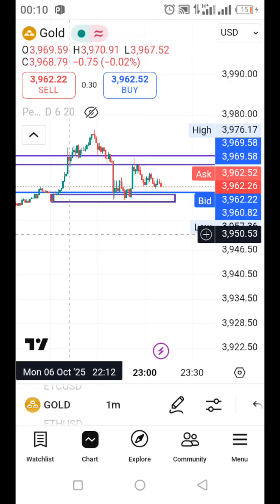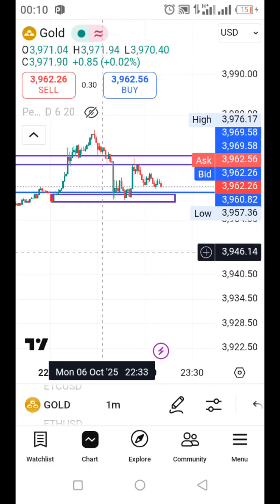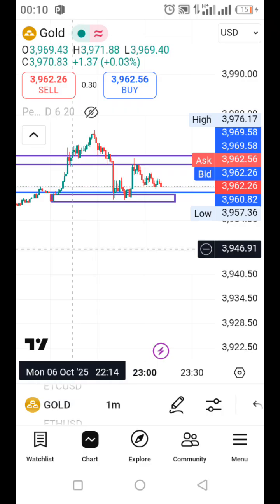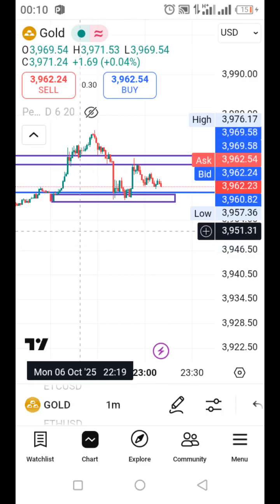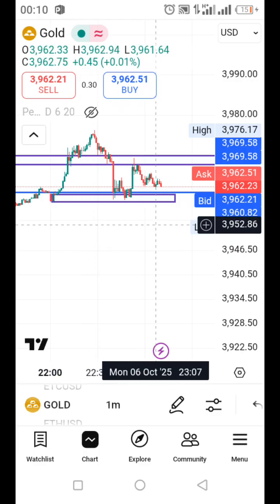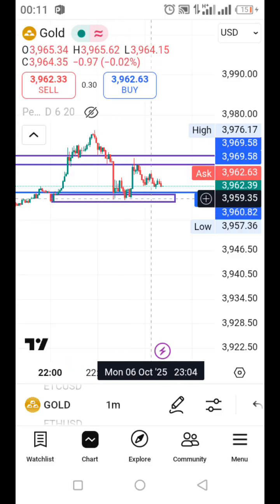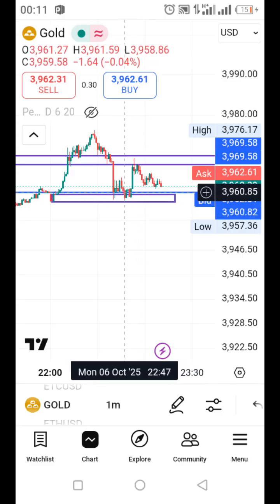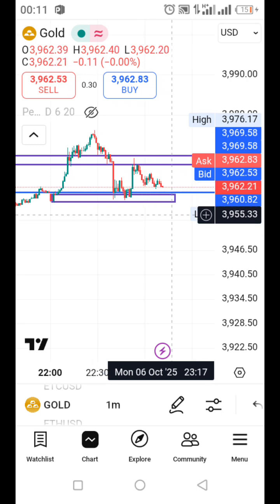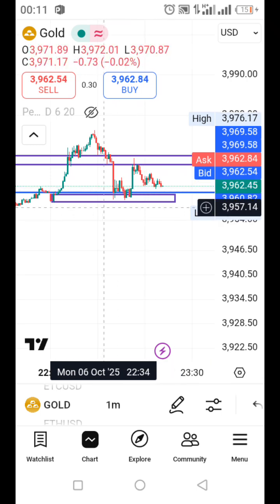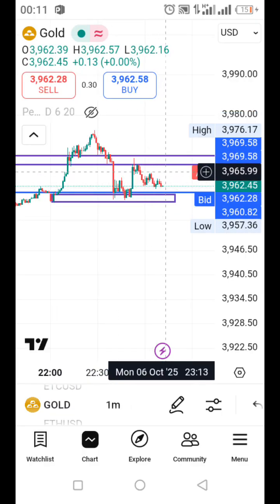So this zone I drew here for the day is now a demand zone, which is our support zone. Now if price breaks out from our support zone, then we'll know that this market will be a sell. But as long as price remains above this zone, we'll know that this market is going to buy.